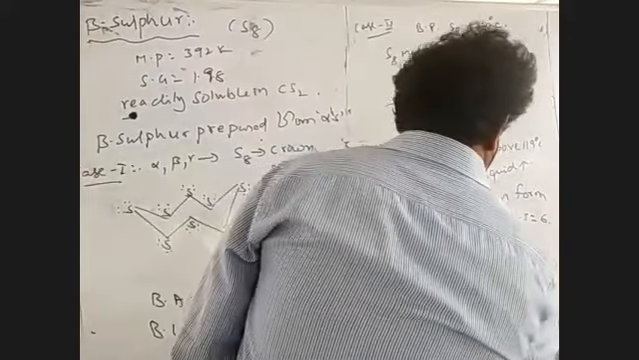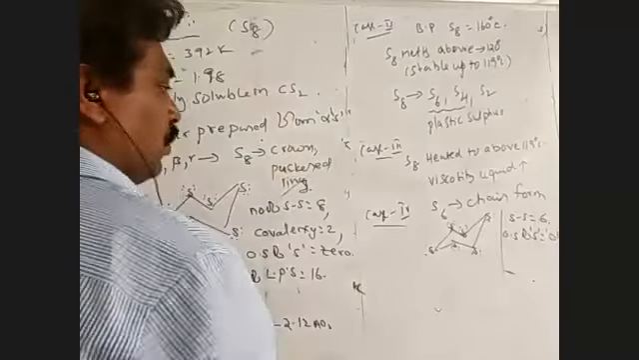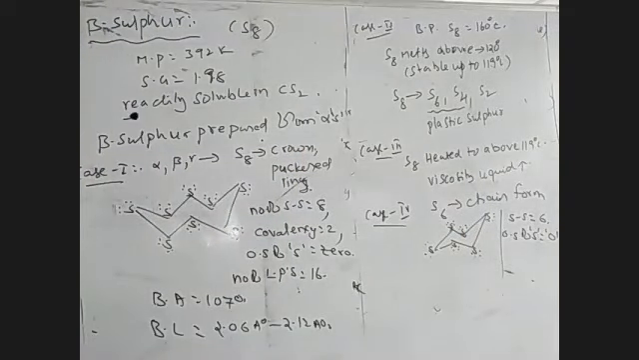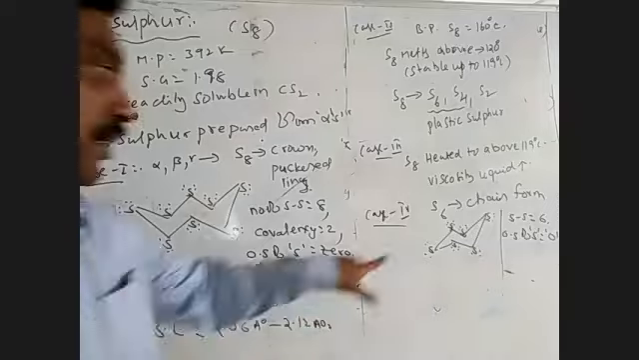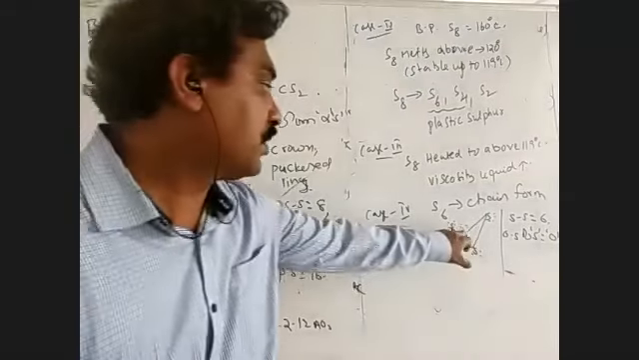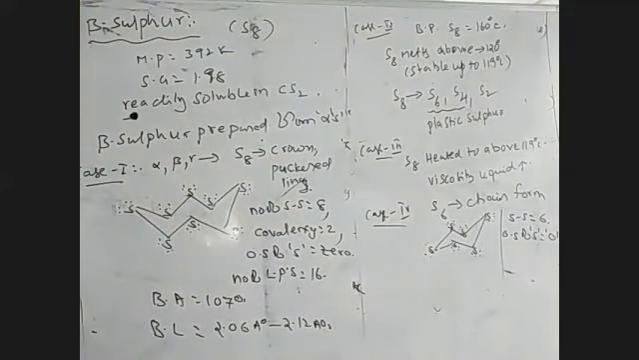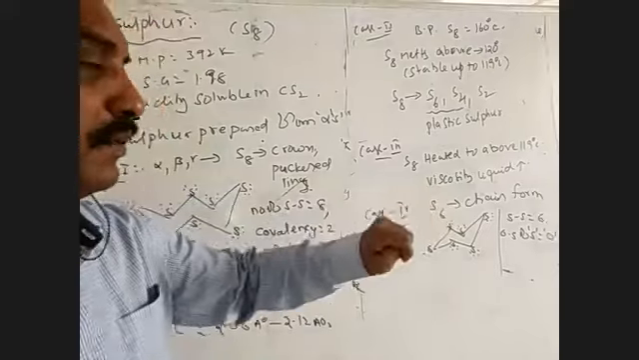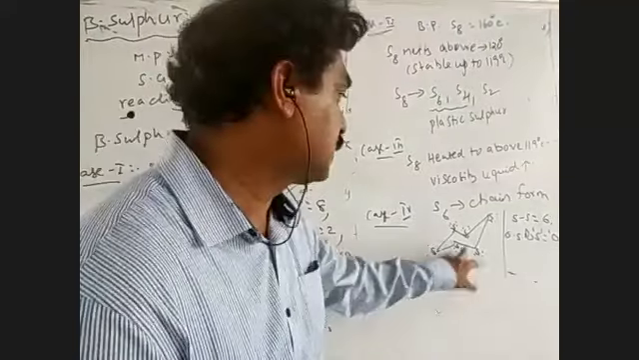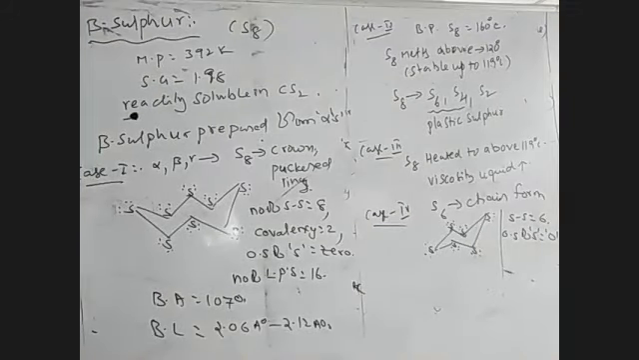The oxidation state of sulfur is 0. The covalency of sulfur is 2. Covalency means the number of electrons participating in covalent bond formation. Here each sulfur is surrounded by two covalent bonds, therefore the covalency of sulfur is 2. Number of lone pairs in the S6 conformation: each sulfur contains two lone pairs, so the total number of lone pairs is 6 into 2, that is 12 lone pairs.